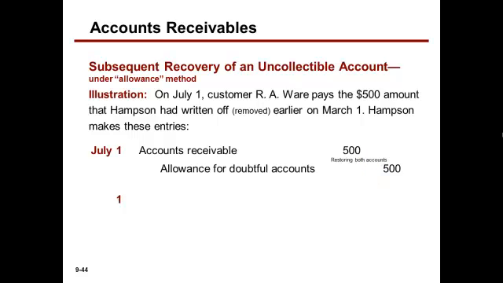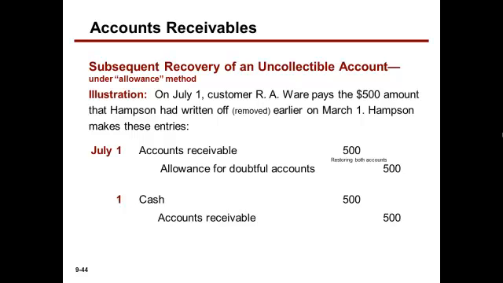We'll use that additional credit now in allowance for doubtful accounts for some other accounts in the future that might prove to be uncollectible, but not for R.A. Ware. R.A. Ware has paid us. Now that we've restored our receivable account, let's collect it. Debit to cash $500, credit to accounts receivable $500.